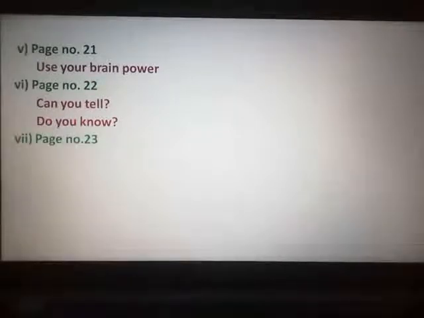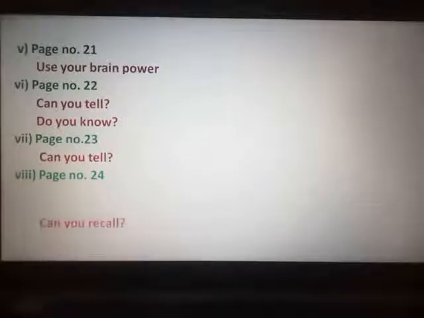Page number 23, again you have the activity, can you tell, 3 questions are there, remove that activity, all the 3 questions. Page number 24, you have the activity, can you recall, 3 questions are there, remove that activity. What are the values of N for the shells, all that 3 questions you have to remove. Page number 25, there is no reduction. Page number 26, there is no reduction.